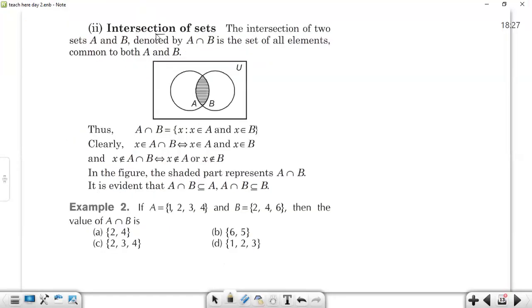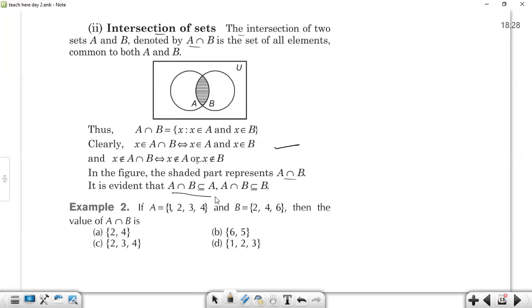Now let's discuss the intersection of sets: the elements which are common in both of the sets. Simply this bookish language. If an element does not belong to A intersection B, it means that either x is not belonging to A or x is not belonging to B. So it's an or condition here. If some element is not in the intersection of both sets, it means that it is unique to A or unique to B. The shaded part will represent this.